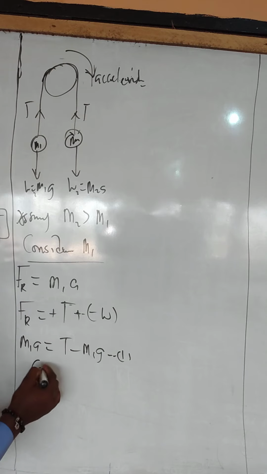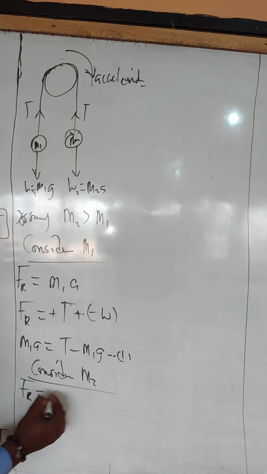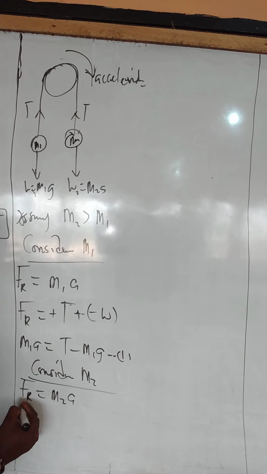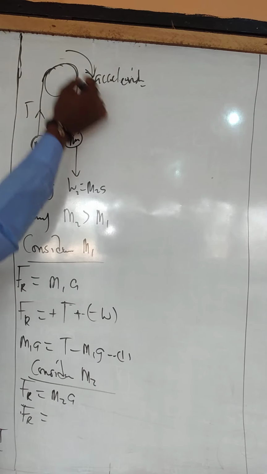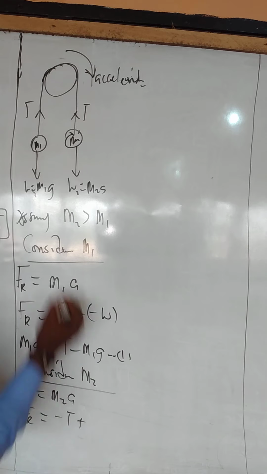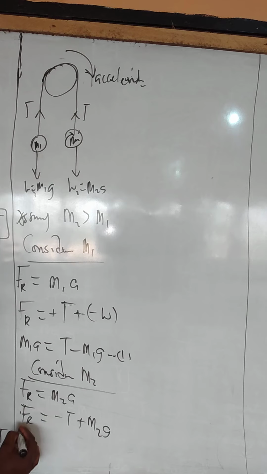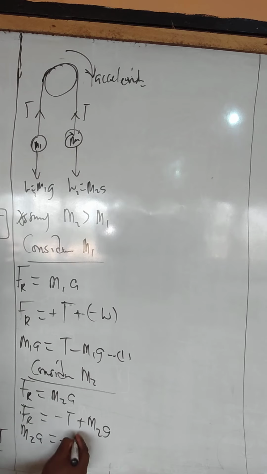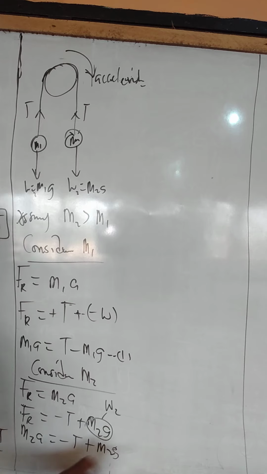Now, if we consider m2, it will also have its own resultant force, which is equal to m2a. Here the tension is in the opposite direction to the movement, so it's minus T, plus the weight, which is in the same direction, so we have m2g. Finally, m2a is equal to negative T plus m2g. This is the same as the weight, so you can even write W2 here before replacing it. Let's call this equation 2.